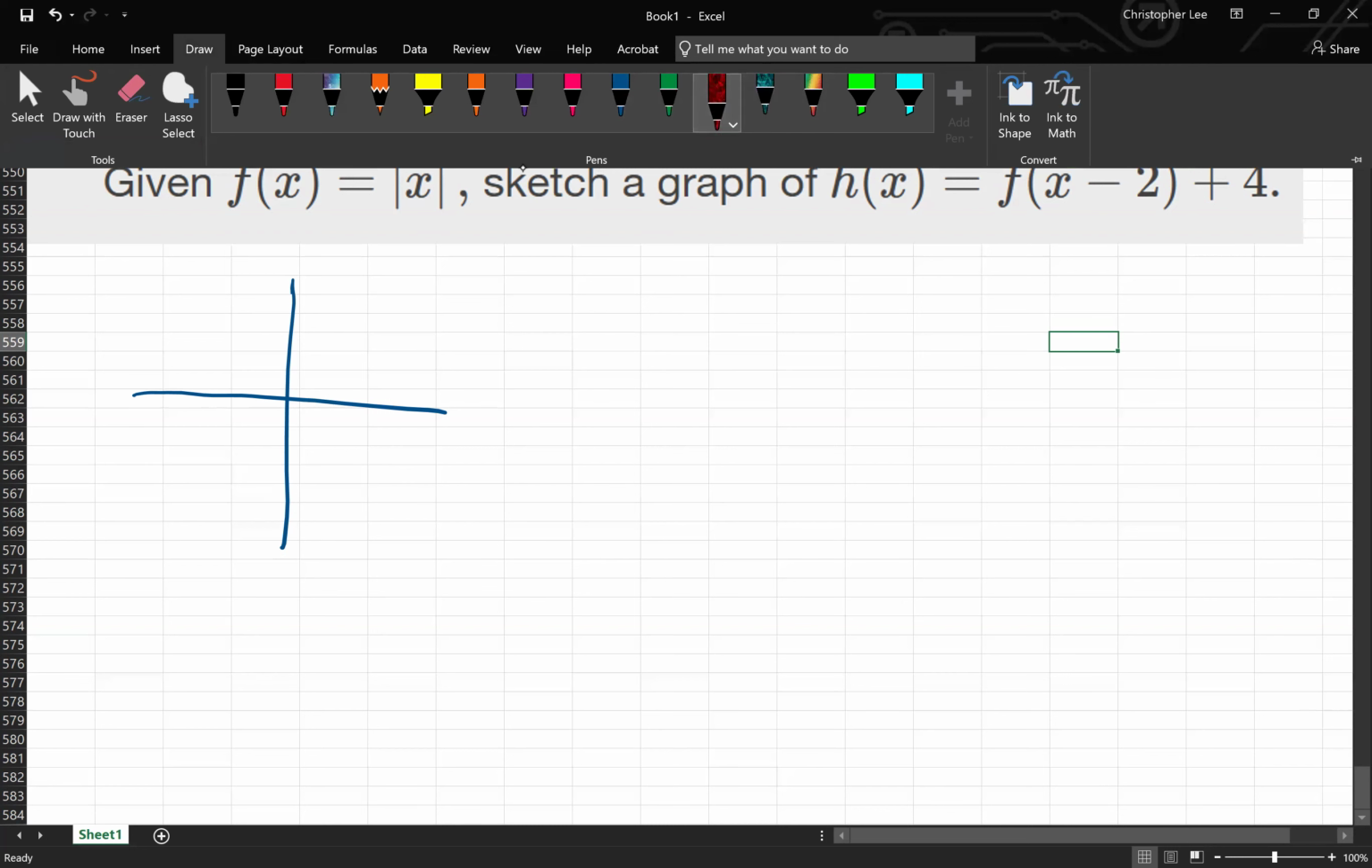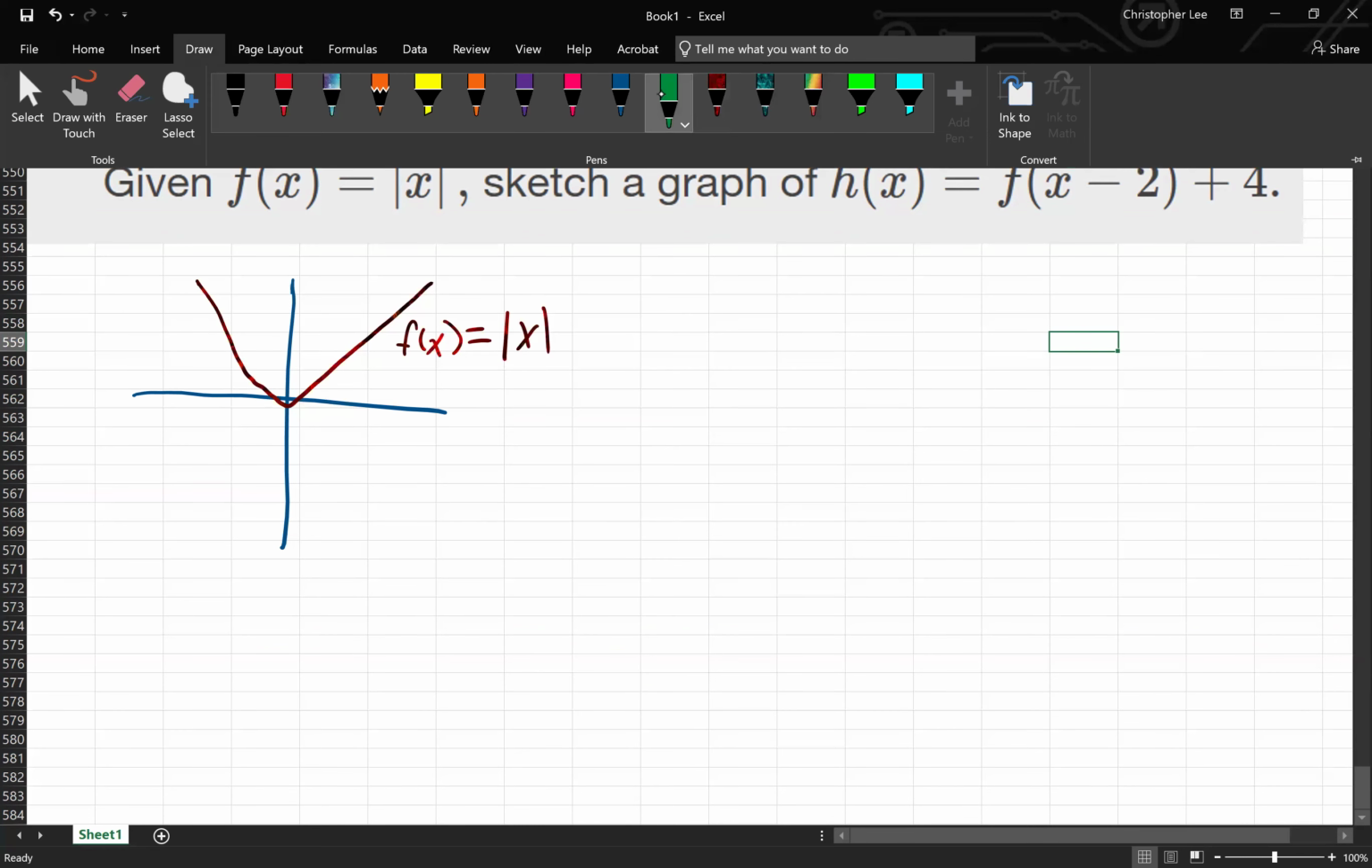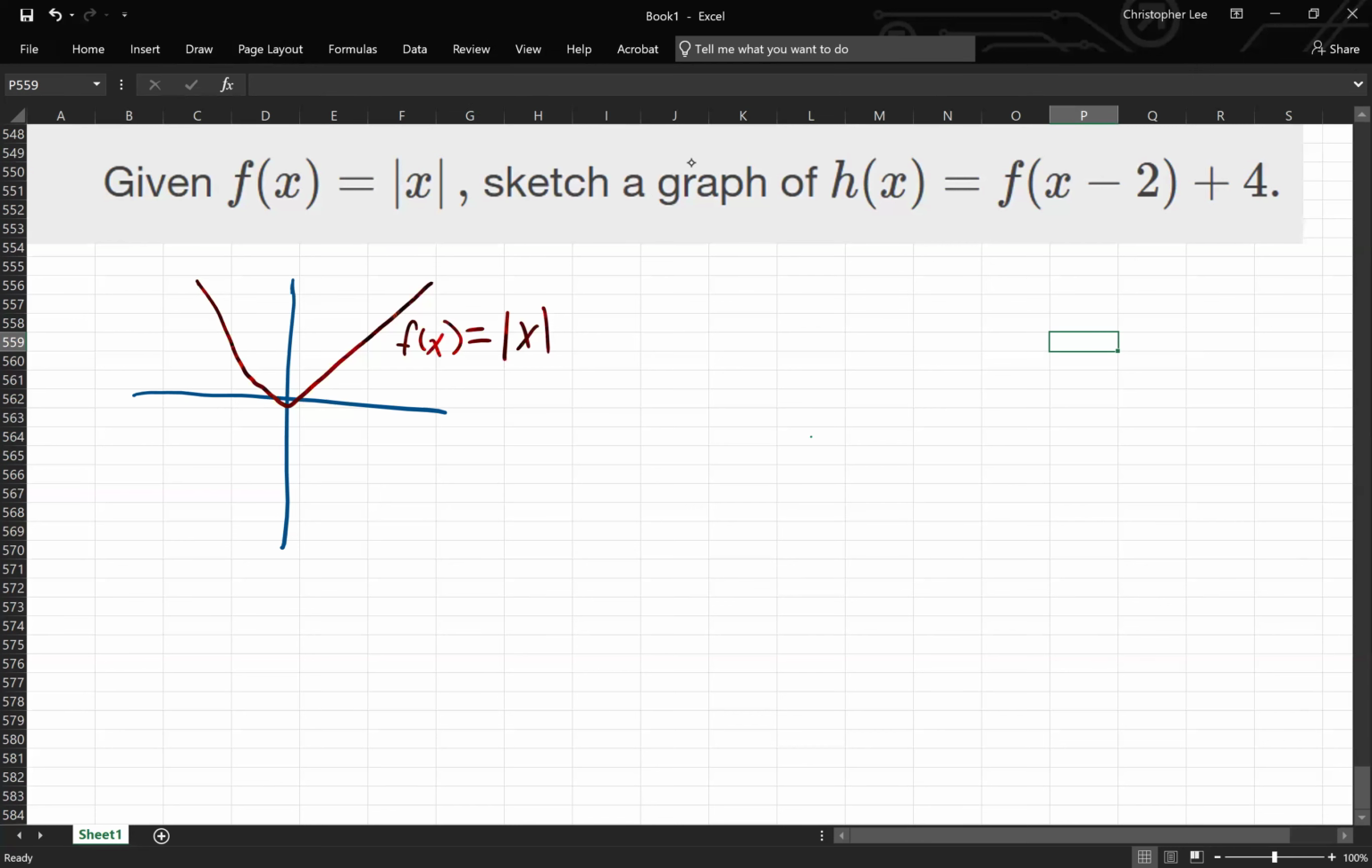Oh, that was not a smart idea. Something like that, right? This is f of x equals the absolute value of x. Talk to me about h of x. What does that look like? Up four, and then am I moving to the left or to the right? To the right. All right.